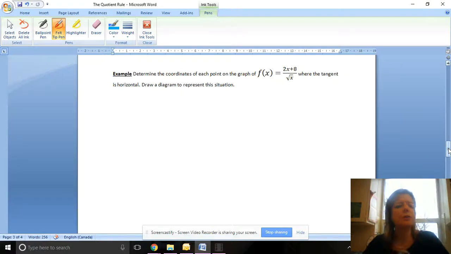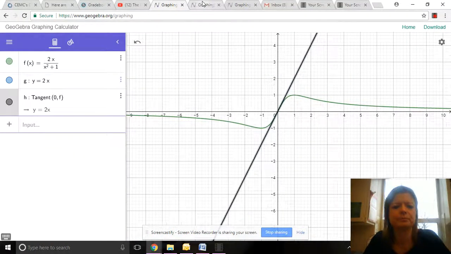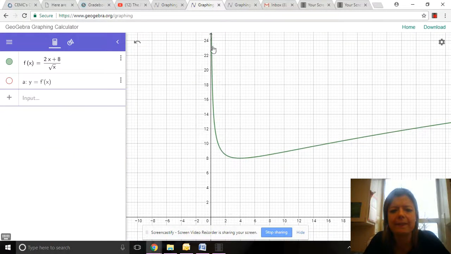Okay, determine the coordinates of each point on this graph where the tangent is horizontal. Draw a diagram to represent this situation. Okay, so I actually, first of all, went to GeoGebra to graph this function. So it looks like this. Okay, it's kind of a strange rational function.